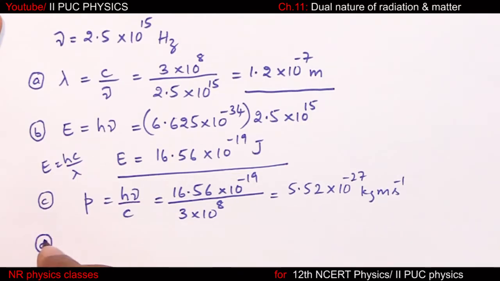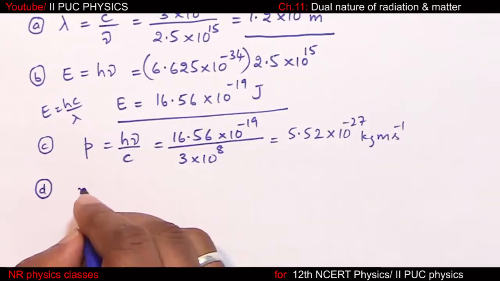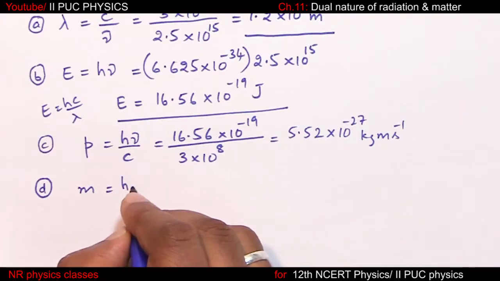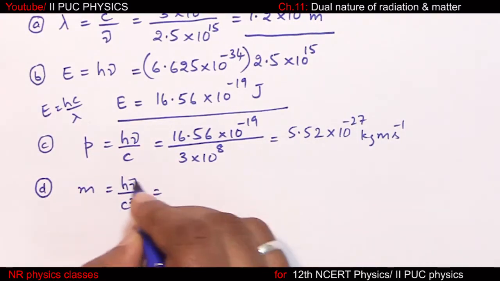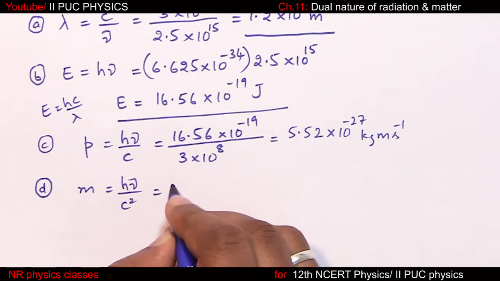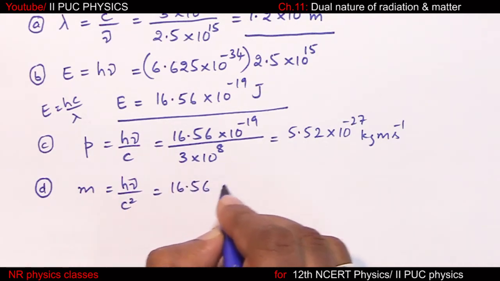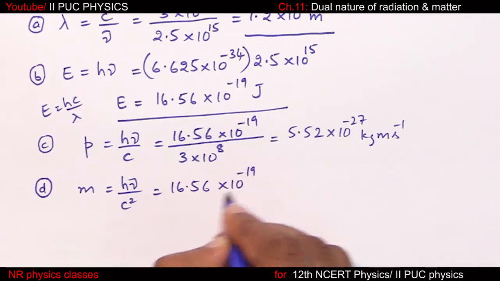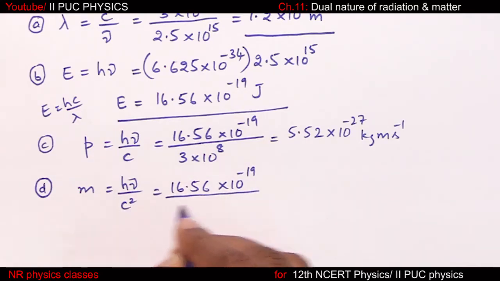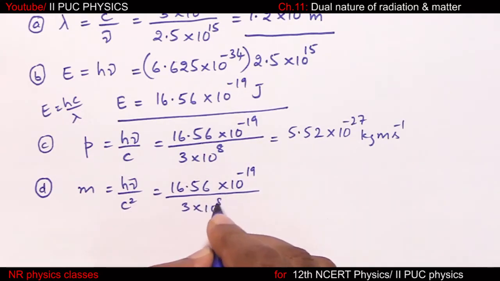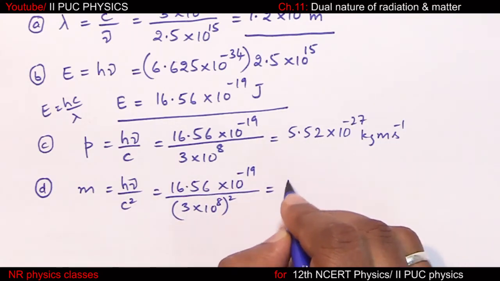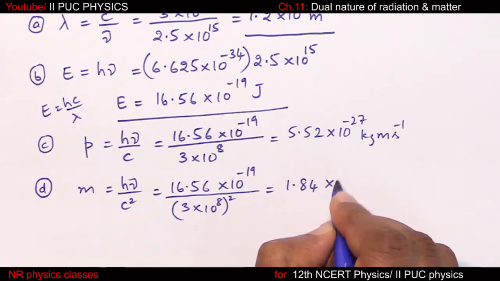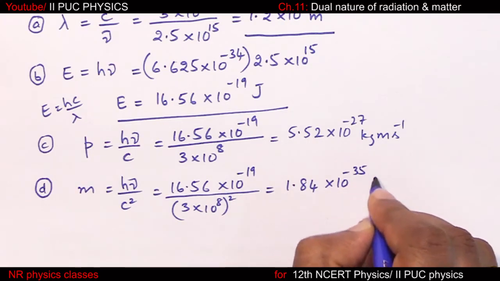D. Mass. Mass of a photon is h nu by c square. h nu is 16.56 × 10^-19 by c square is (3 × 10^8) square. So mass is 1.84 × 10^-35 kg.